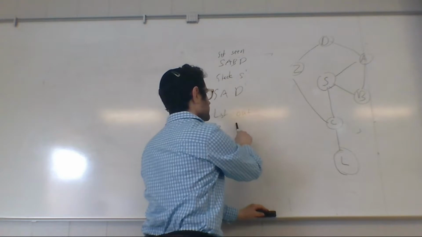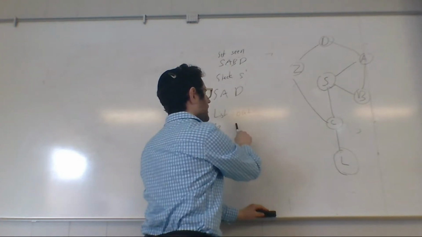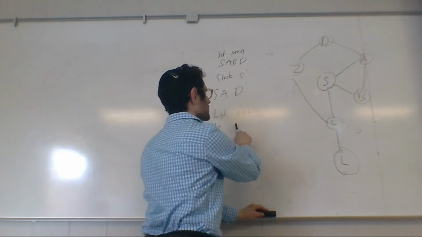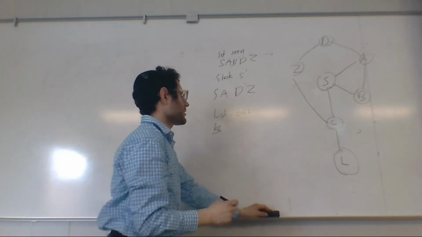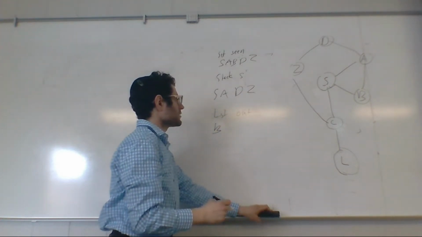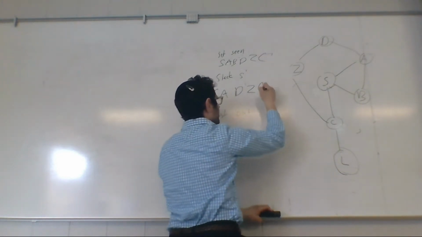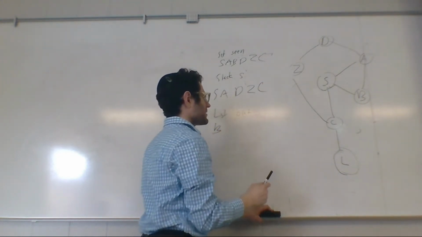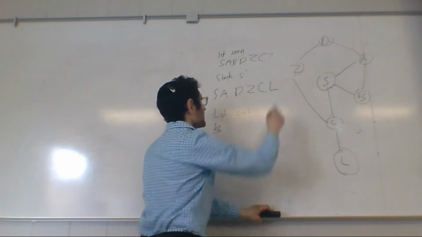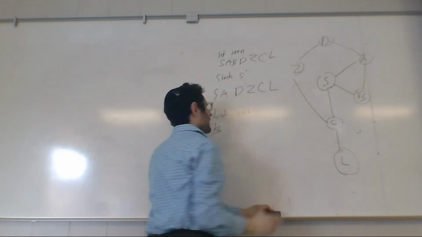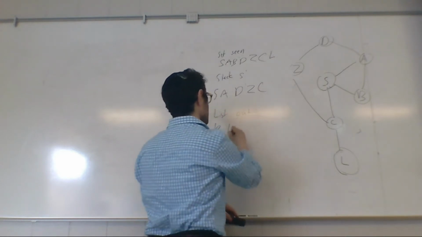Are we at a dead end with D? Nope, we can go to Z. Add Z to the stack. Are we at a dead end at Z? Nope, we can go to C. We add C to the stack. Are we at a dead end at C? Nope, we can go to L. We add L to the stack. Are we at a dead end at L? Yeah, we're at a dead end with L, so we pop off L.